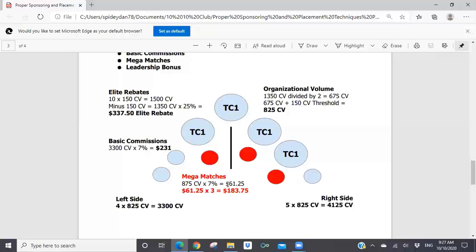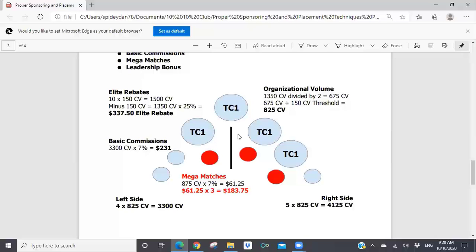They can be my left side, my right side. They can be my weak leg, my strong leg, my lesser leg, my strong leg. They can be 1 generation from me. They could be 1,000, 2,000 generations away. It doesn't matter. If a person that I've personally sponsored has volume on their weak leg and they earn a basic commission, then I mega match that.